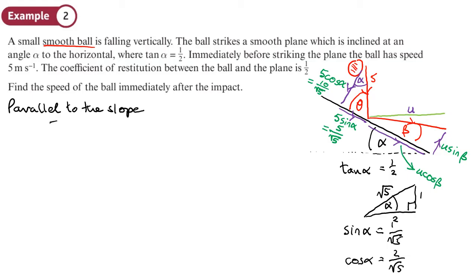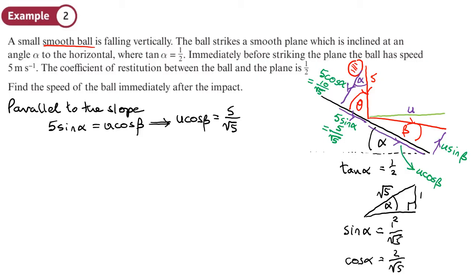So we've got 5 sine alpha equals u cos beta. Now 5 sine alpha was just 5 over root 5. So we have u cos beta equals 5 over root 5. Now what we're trying to find is the speed of the ball. So we're actually trying to find u. So we're going to need another equation.